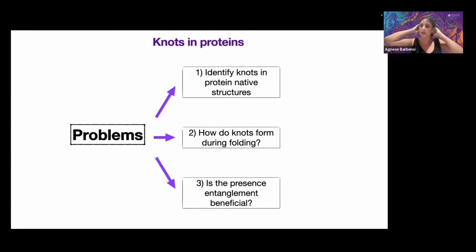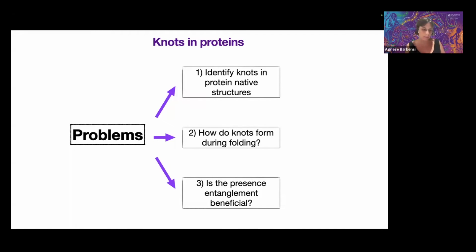Since the first knotted protein was found, the presence of knots in proteins brought these three main challenges. On one hand, mathematicians, biologists, and physicists had to start dealing with the problem of correctly identifying and classifying knots in protein structures.